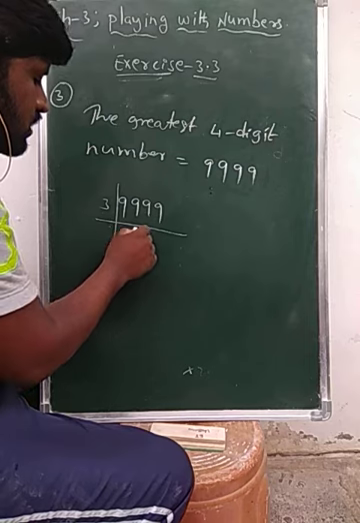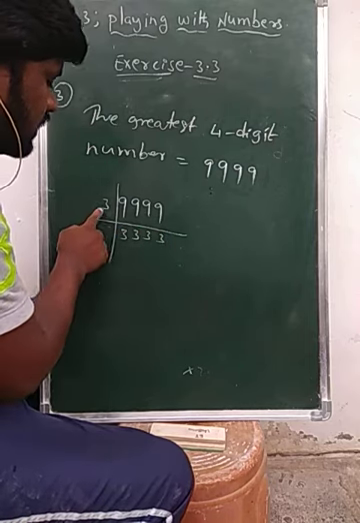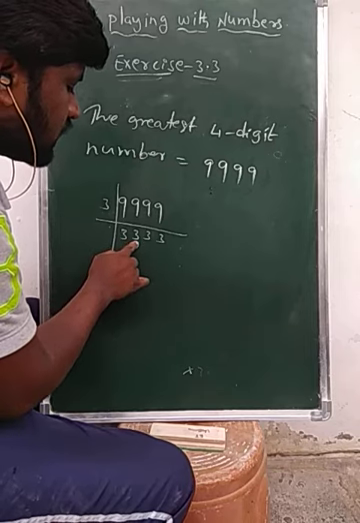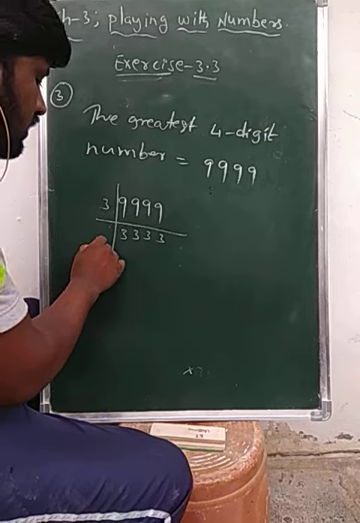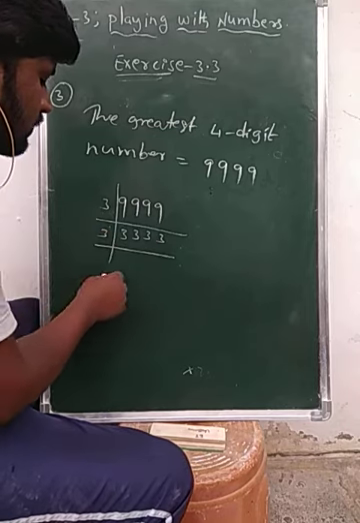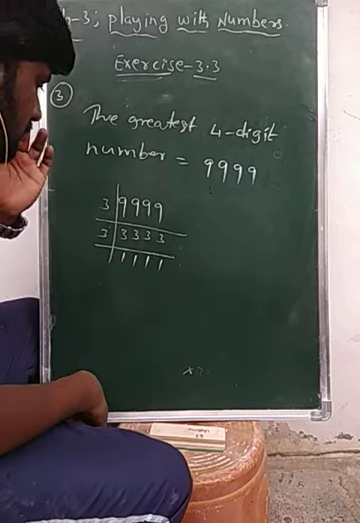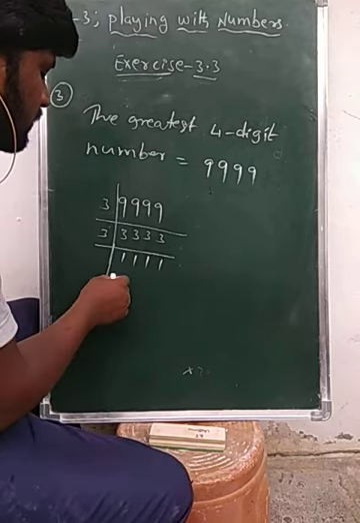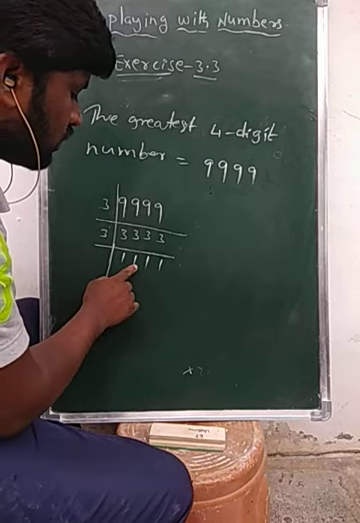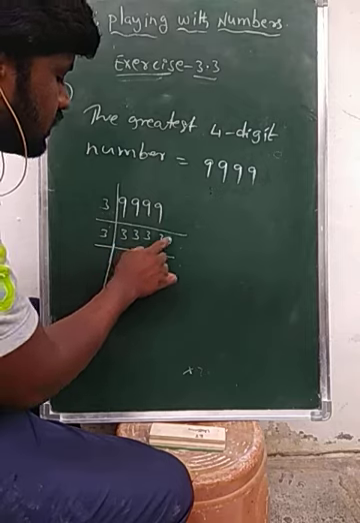3 3s are 9, 3 3s are 9, 3 3s are 9, 3 3s are 9, means 3333. Again I'm using 3 only. 3 1s are 3, 3 1s are 3, 3 1s are 3, 3 1s are 3. So we get 1111, sir, that is 3333.